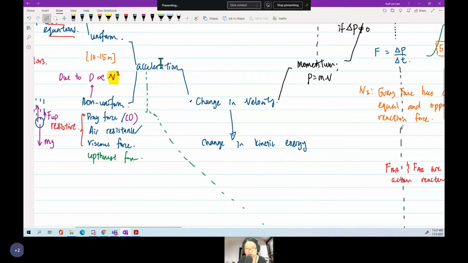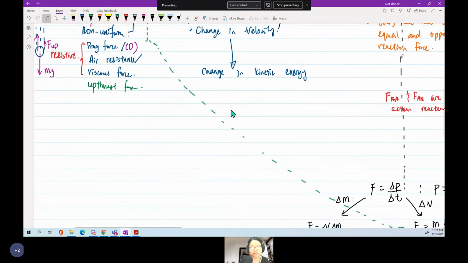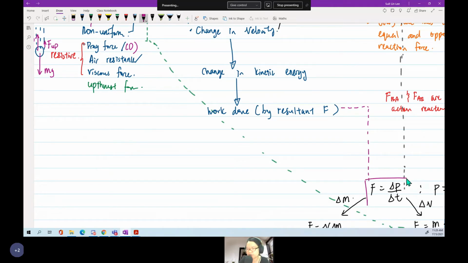Work done by resultant force. So change in KE here shows me that there is work done. And oftentimes this work done is by some form of resultant force. Of course, you need to study the scenario. You can break it down so that it's not just the resultant force, but in a nutshell, here is how they are interlinked. This part here can be tied to F is change in momentum over change in time.